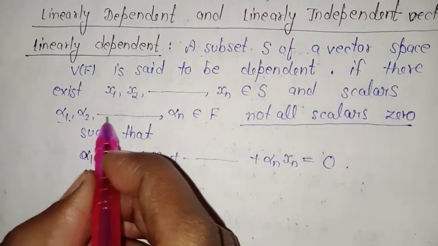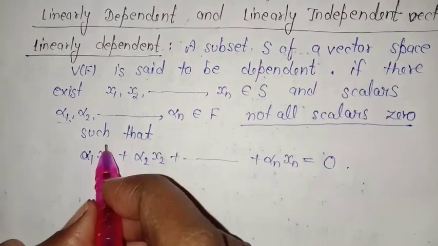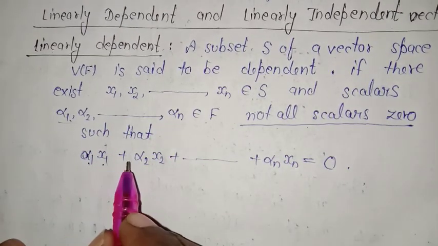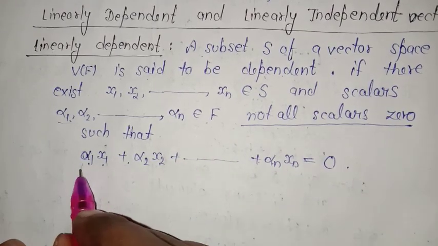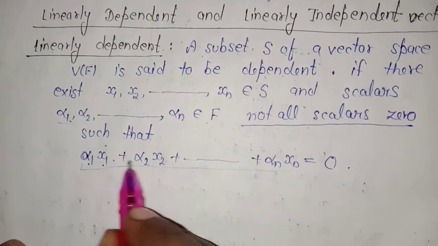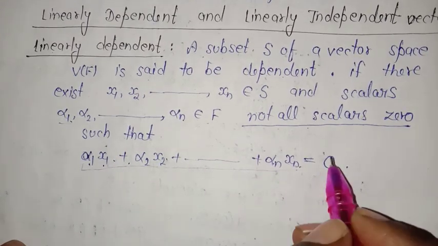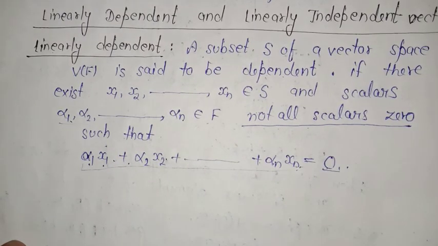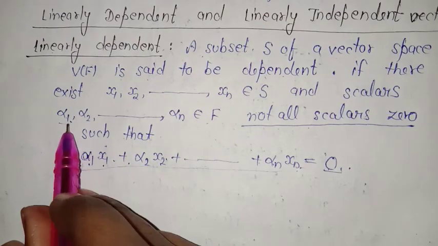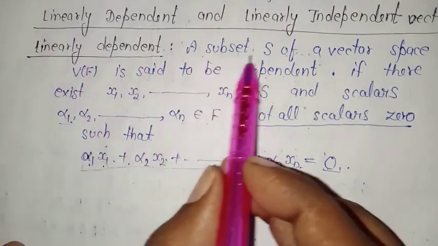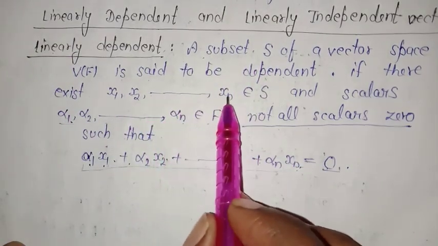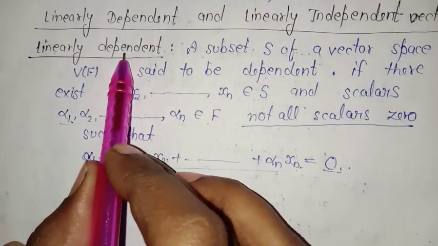These scalars cannot all be 0, such that alpha 1 x1 plus alpha 2 x2 plus dot dot dot plus alpha n xn, that is the linear combination of x1, x2 and so on xn, is equal to a 0 vector. But remember, all the scalars may not be 0. In this case, we call this set of vectors x1, x2 and so on xn linearly dependent.